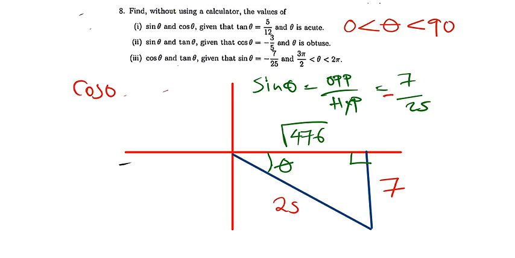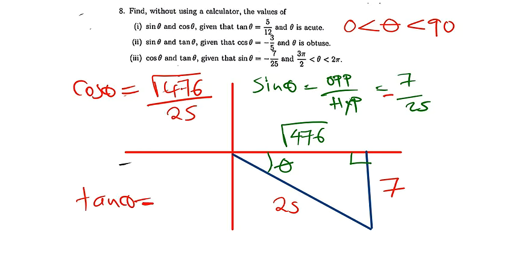Cosine of theta is adjacent over hypotenuse. The adjacent to the angle theta is the root of 476 divided by the hypotenuse, which is 25, and then tan of theta is opposite to the angle, which is 7, over 25, right? Now, one principle that I've been forgetting in the previous questions is appreciating the quadrant where you are. The fact that this angle is in the fourth quadrant, remember our 7 here should be negative, so even the answer there should just be negative 7.